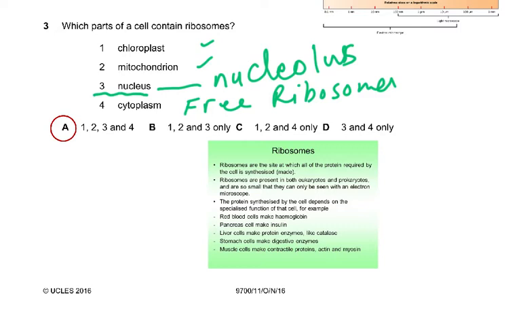So ribosomes are the site at which all the proteins required by the cell are synthesized. Ribosomes are present in both eukaryotes and prokaryotes, so small that they can only be seen with an electron microscope. The protein synthesized by the cell depends on the specialized function of the cell. For example, red blood cells make hemoglobin, pancreas makes insulin, liver cells make protein enzymes like catalase, stomach cells make digestive enzymes, and muscle cells make contractile proteins, actin and myosin.